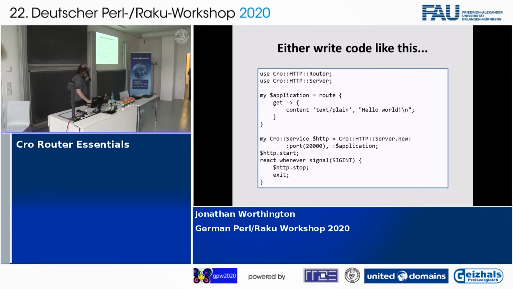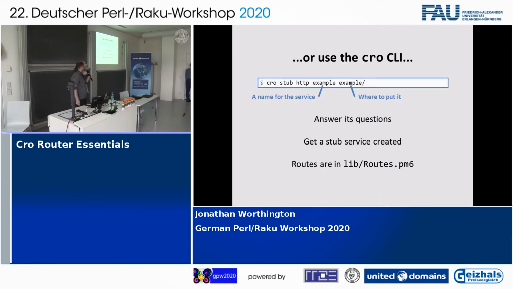Okay, so that's one way of doing it. We could also use the Cro command line tool, where we say Cro stub and we give it a name, some little ID for our application. This gives you a slightly better setup, because it gives you a module containing your routes, not just putting them straight in the source file. Of course, you can do that with what I had on the previous slide as well. And that's very nice if you want to unit test your route handlers.